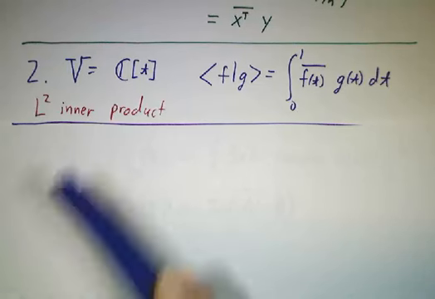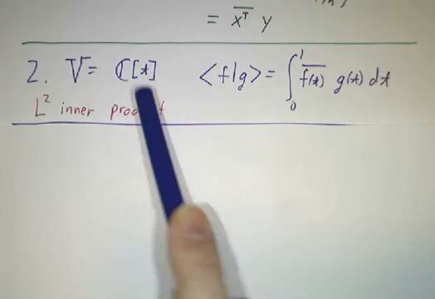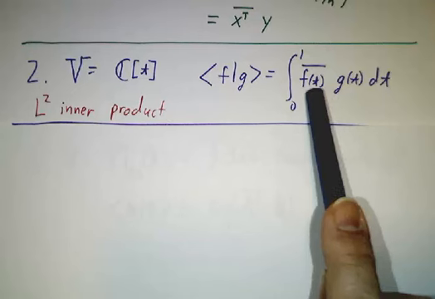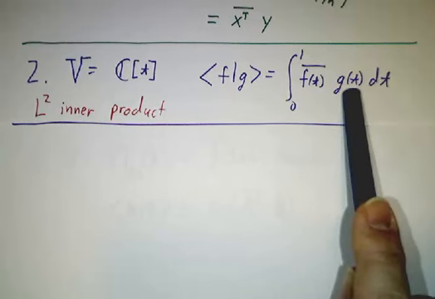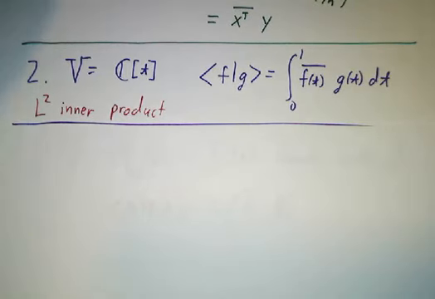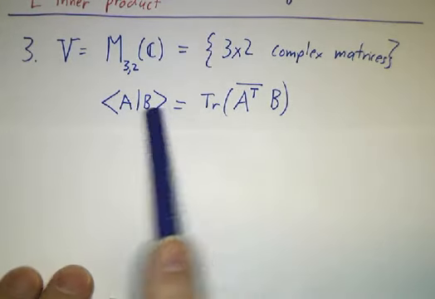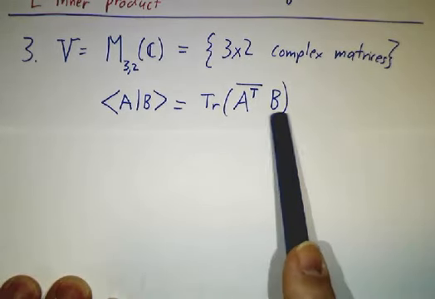If, say, we're talking about the space of all polynomial functions of a variable t, then you can take the inner product of f with g to be f of t bar times g of t, multiply them together, and integrate from 0 to 1. Or if you have some complex matrices, you could take the inner product of those two matrices to be the trace of A transpose conjugate times B.